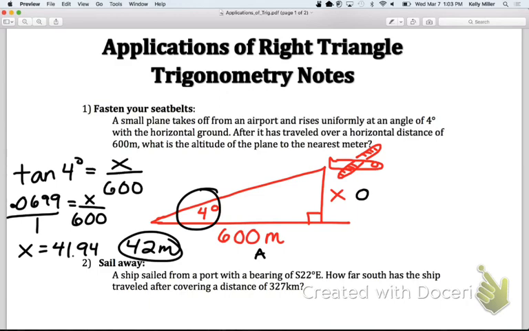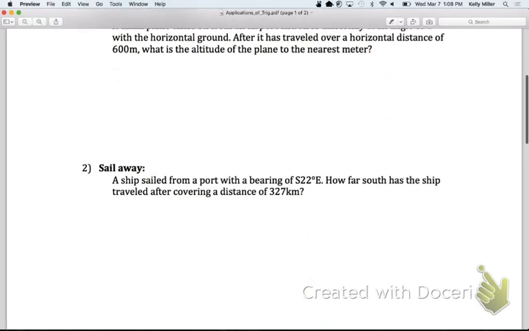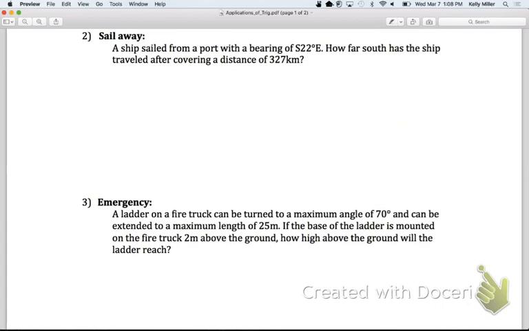Airplane. Done. Number 2, now we're going to go from the air to the sea. All right, so we've got a ship that sailed from a port. Here's my port. Looks like a pretty good port, huh? Okay, so a ship sailed from a port with a bearing of south 22 degrees east. So what direction is our ship going if it's going southeast? Down into the right? So here would be the path of your ship. There's my ship.